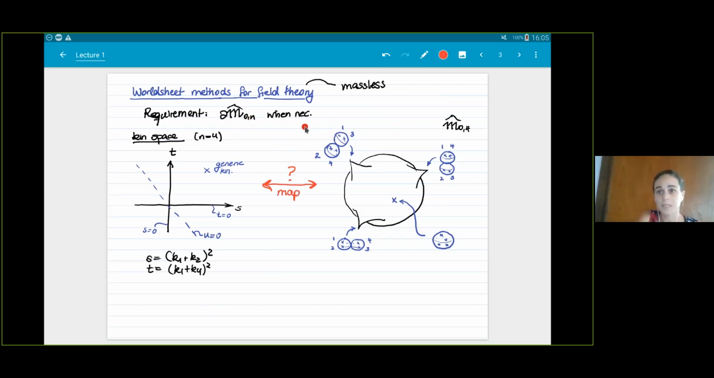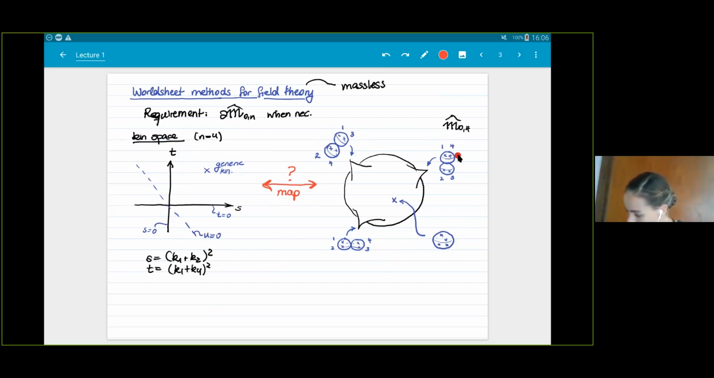And let me be very specific of what I mean by this. What we want is that we can start out here at a generic point, or start over here at a generic configuration, and that the two will be related. And in particular, that we can start at a very special point in kinematic space, at a singular configuration, something like s equals 0 up here, or t equals 0, or u equals 0. And this will have to be related to the corresponding configurations here on the boundary of the moduli space.